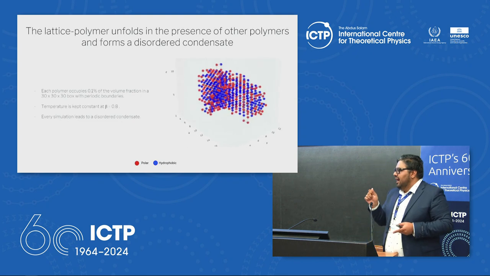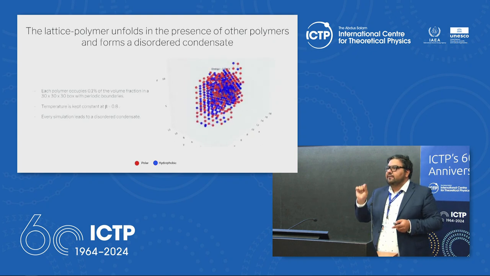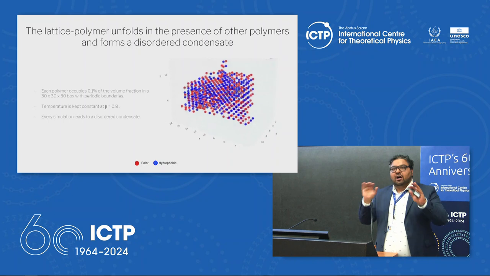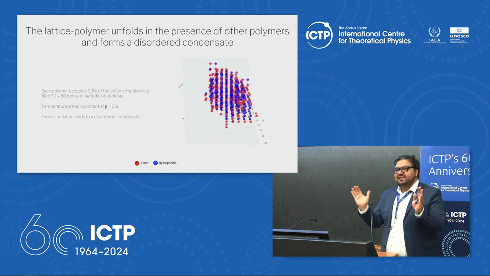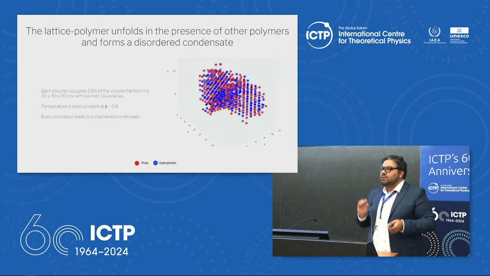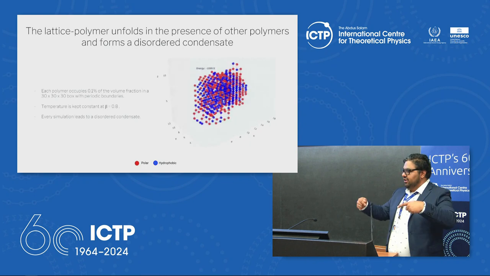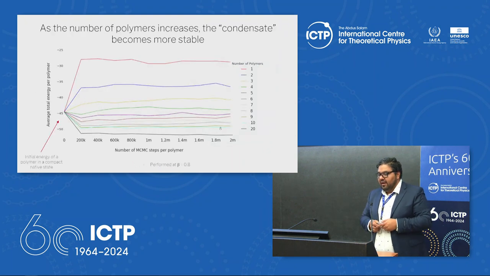Now, the important detail here is that it's at a temperature where a well-folded ensemble of this protein already exists. So this protein, on its own, at this temperature, does not want to unfold. It stays in its own nice, compact, native state. But the moment you put two of them together or multiple of them together, they start unfolding each other and form a disordered condensate.